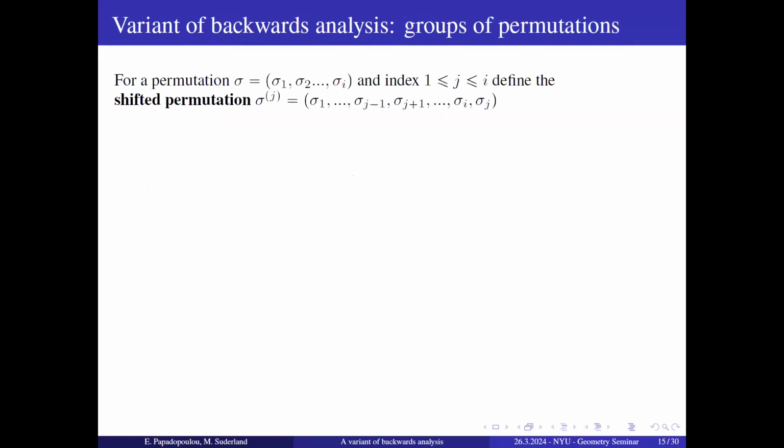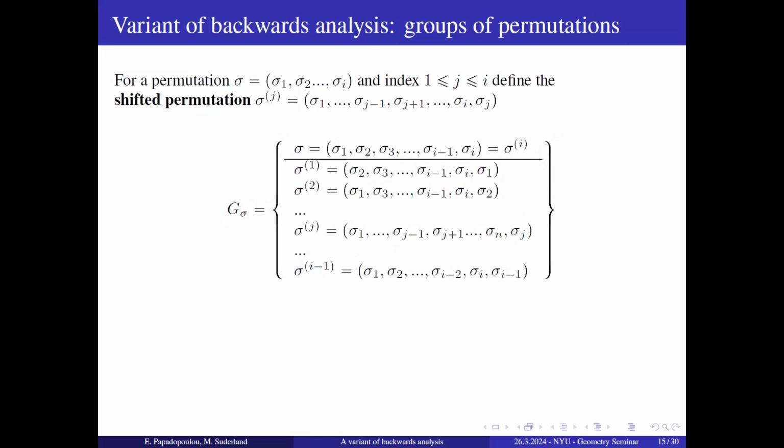Okay, so let's have a look now at these groups of similar permutations. If you're given a permutation sigma with the elements sigma 1 to sigma i, we define a shifted permutation where we move the jth element of this permutation to the end. I call that permutation sigma alpha j. Then we define a group of permutations with representative sigma by including all these shifted permutations, where we shifted each element once to the end. Note that this group contains the permutation sigma and all its shifted permutations, but we still only work with i many permutations, because sigma shifted by i is actually the permutation sigma.